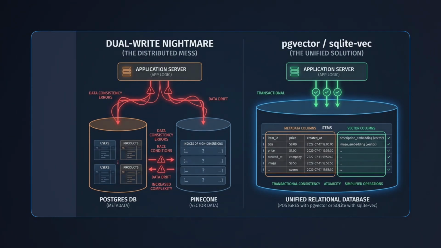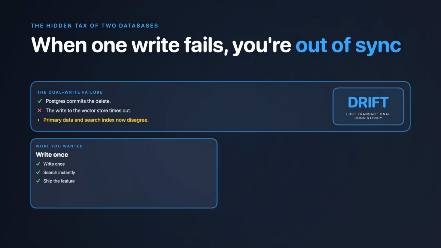Start with the problem the dedicated databases create. On the left is what you sign up for, your application writing to two separate systems, your relational database for metadata, and a specialized store like Pinecone for the vectors. On the right is the alternative, one unified database where the metadata and the vectors live side by side. Here's why two systems hurt.